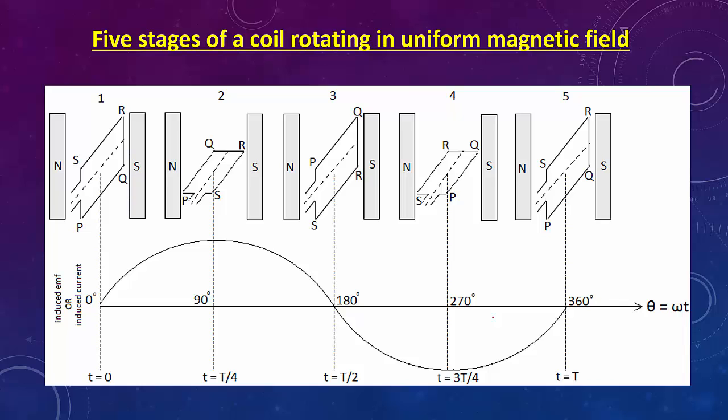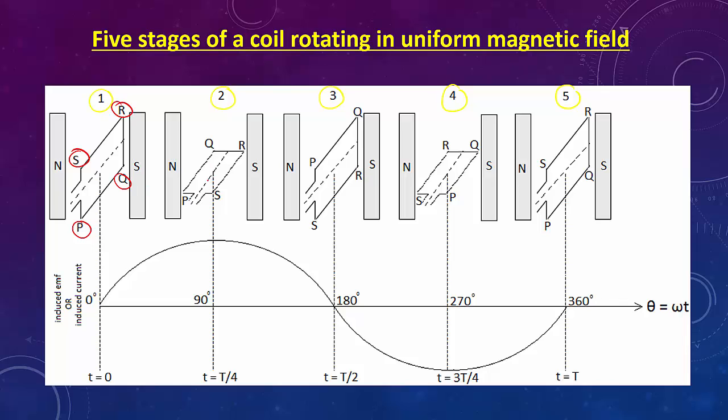Now let us study those 5 stages of a coil rotating in uniform magnetic field. Observe this diagram. There are 5 stages here. First one, this is the second stage, third stage, fourth stage and fifth stage. In the first stage, you can observe the metal plate or this coil PQRS. The plane surface is perpendicular to magnetic field.